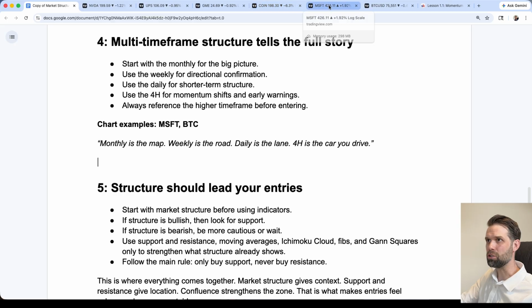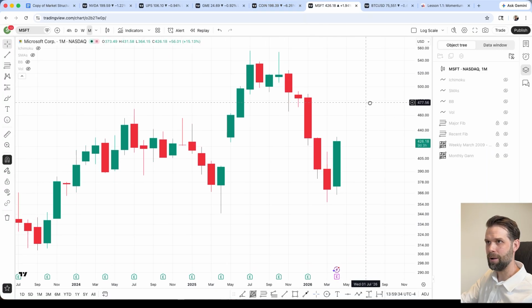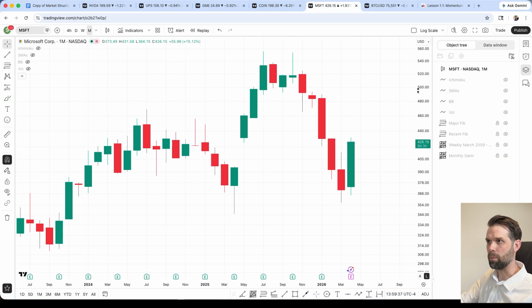So if we just look at two quick examples, we can look at Microsoft. This was a stock that we spoke about in our group.